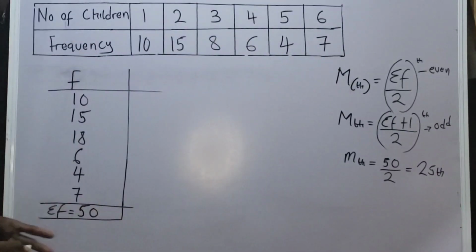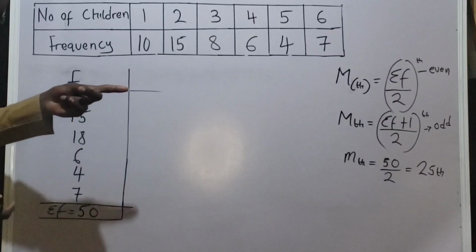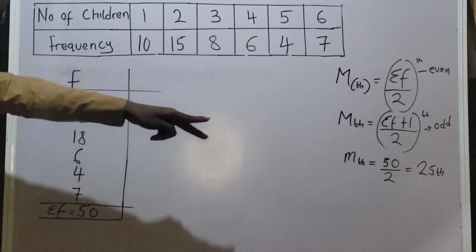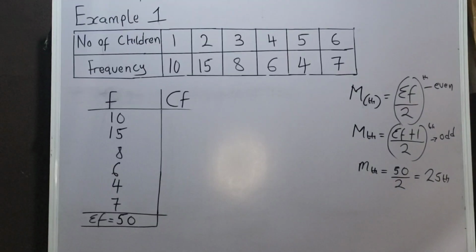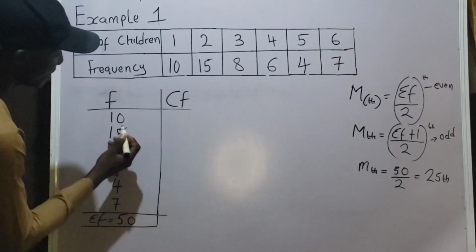So the 25th term is the median, the position of the median number. The median class is 25th. Are you getting what I'm saying? So now, in order to determine my median number, I have to construct the cumulative frequency table. Are you getting it? So I'm going to have cumulative frequency.